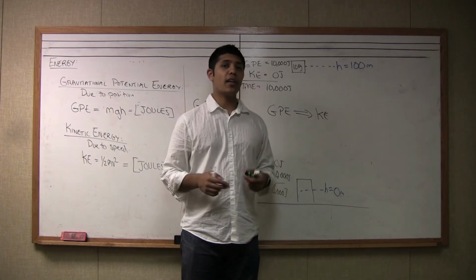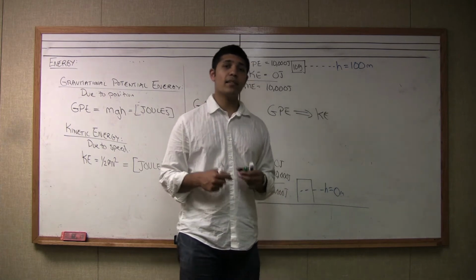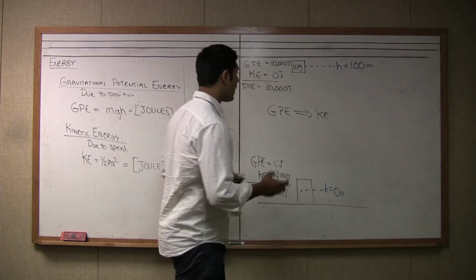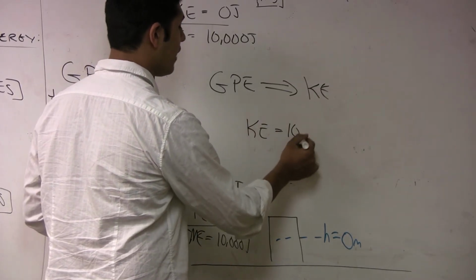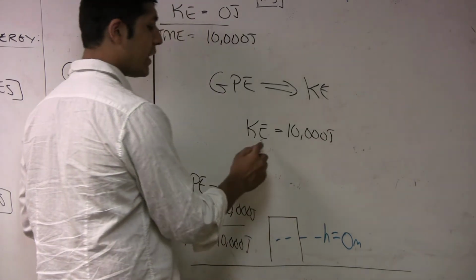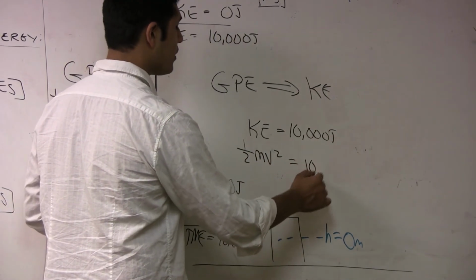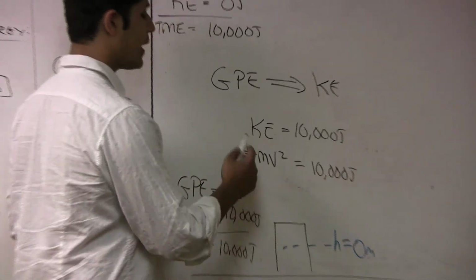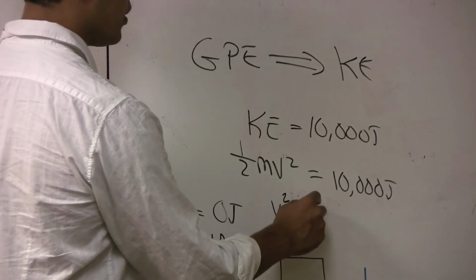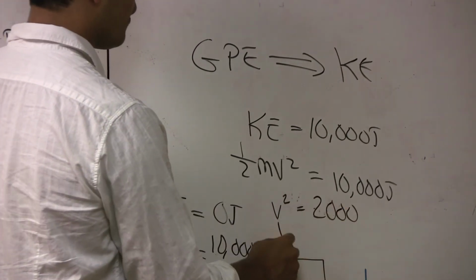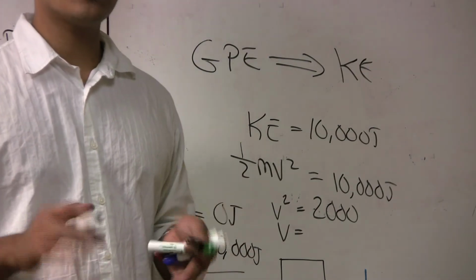And now that you know that there are 10,000 joules of kinetic energy, you can solve for something else like velocity. So I can go ahead and say kinetic energy is equal to 10,000 joules, and kinetic energy is equal to 1/2 mv squared. Set that equal to 10,000, and now I can go ahead and solve. So it becomes v squared is equal to 2,000. Therefore my velocity is going to be equal to about 40-ish, 43.